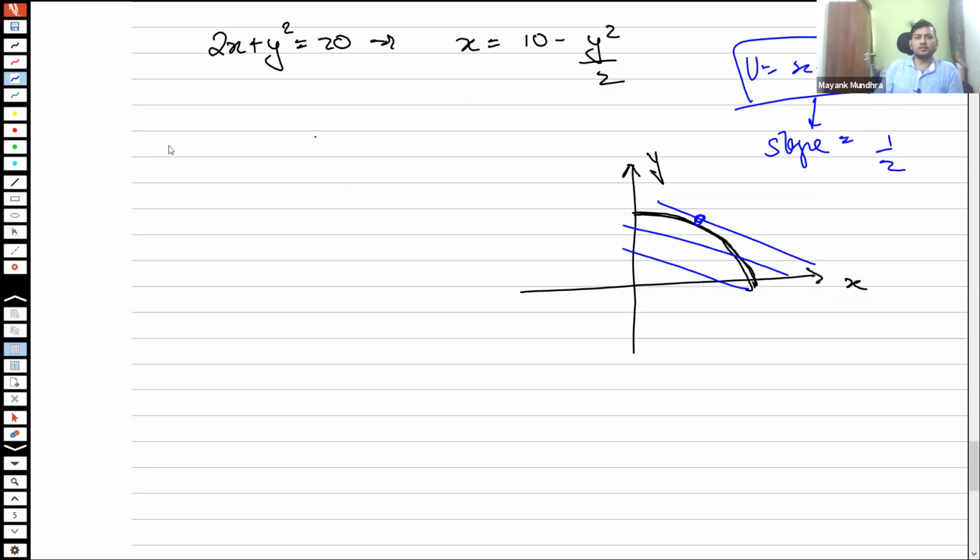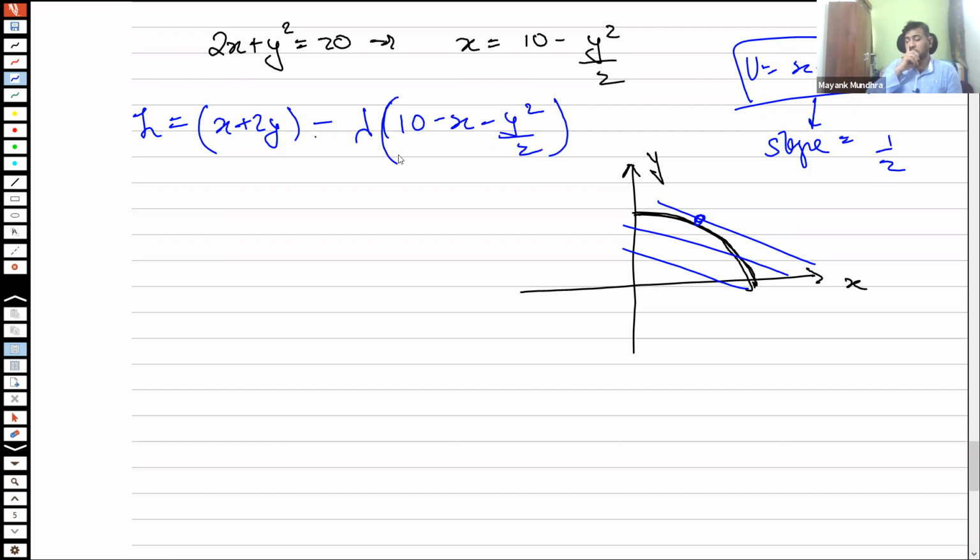So just form the Lagrangian. So Lagrangian equals x plus 2y minus lambda times the budget constraint, which is 10 minus x minus y square by 2. Okay, so form this Lagrangian and solve it. The reason Lagrangian works right now is that I'm again going to look at the tangency point. The tangency point is going to be the ideal point.